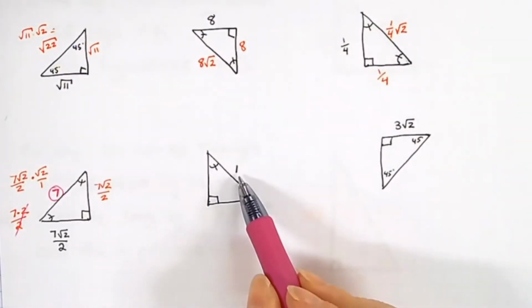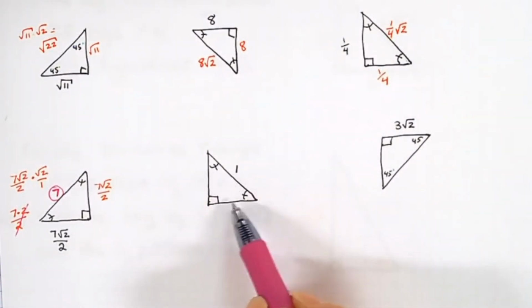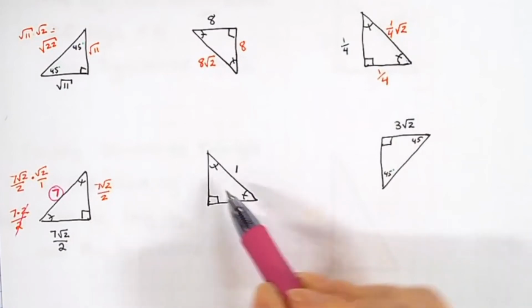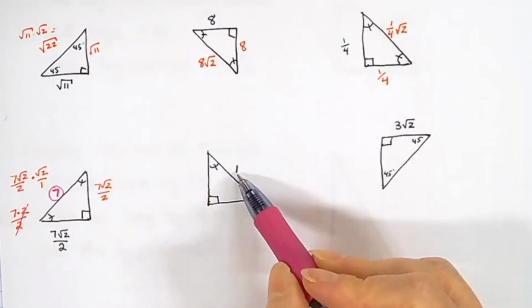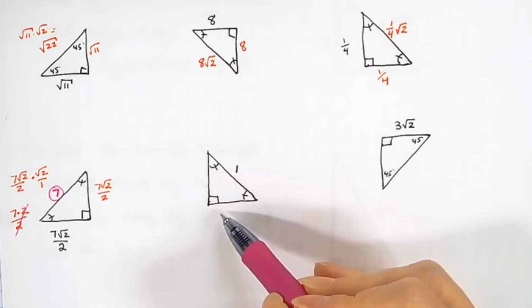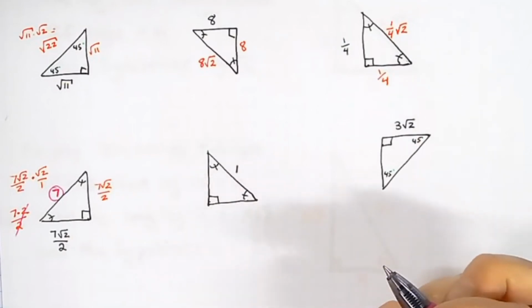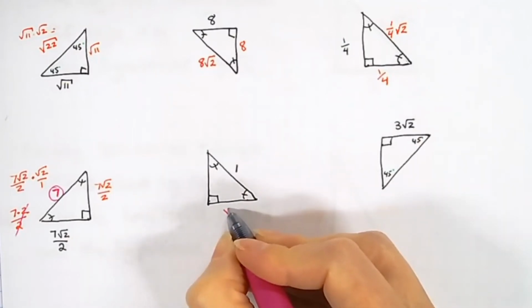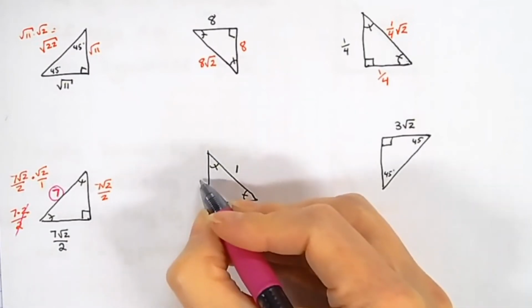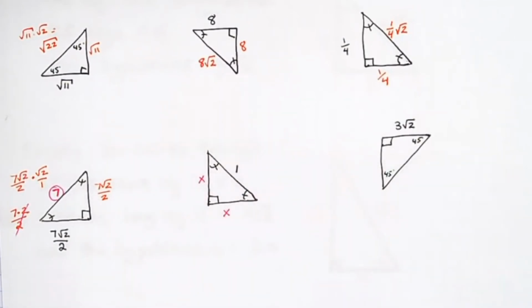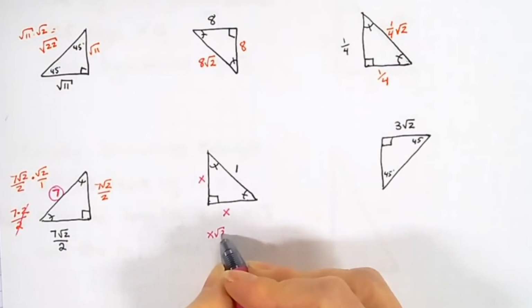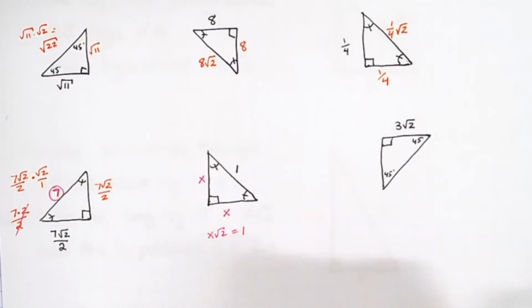What if my hypotenuse is given in this 45, 45, 90? I know that's the hypotenuse because it's across from the right angle. That number is equal to the leg times root 2. Well, let's just let our leg be a variable for a moment. This leg is x and that leg is x. They're the same. X times the square root of 2 is going to equal 1. I solve that equation by dividing both sides by this number. So x is going to equal 1 divided by the square root of 2.